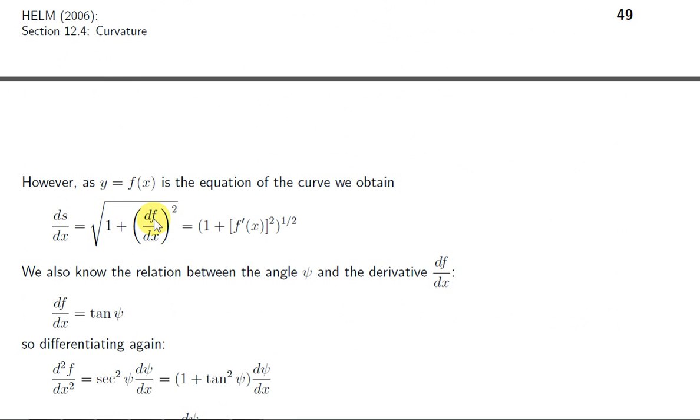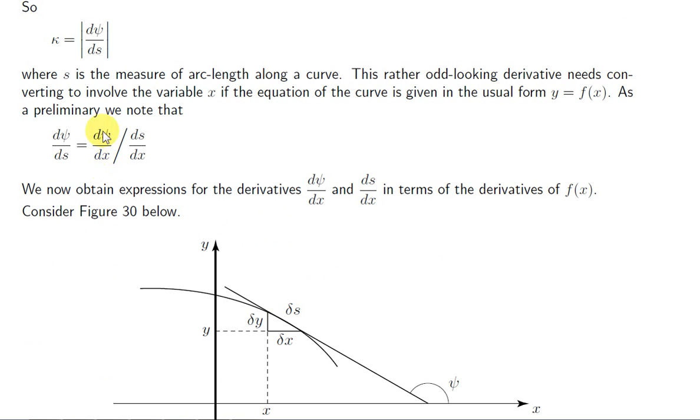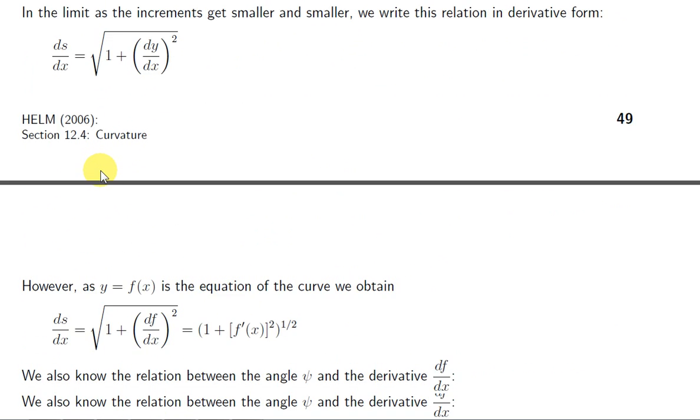So our function is y. We can also call it f of x, so dy dx can be written df dx, or f prime of x. We need to square it, add 1, and take the square root. Now we see that d psi dx comes into our formula for the curvature, so we're after d psi ds ultimately. But let's see how we can get at d psi dx.